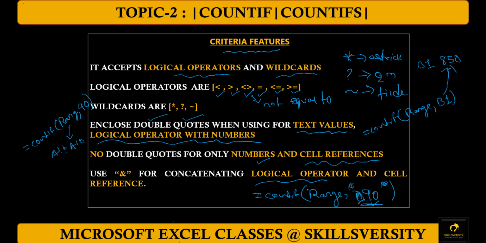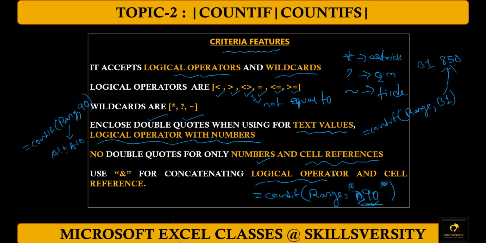In COUNTIF function, we have two arguments. One is range and another one is criteria. So we are talking about criteria because that is the most important thing we need to understand in COUNTIF function. Other than that, there's nothing to worry about. So logical operators and cell references, right?